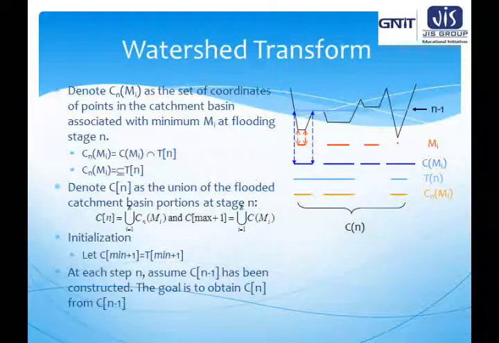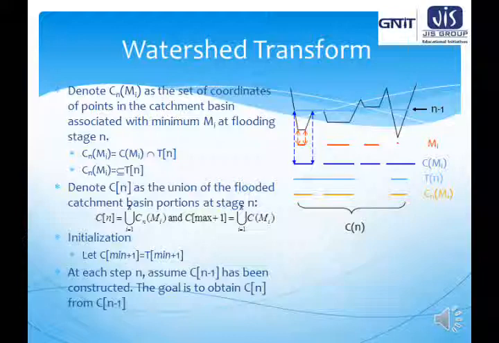Moving forward to the next. Now here, denote Cn(Mi) as the set of coordinates of points in the catchment basin associated with minimum Mi at flooding stage n. So here Cn(Mi) equals C(Mi) intersection T[n]. Cn(Mi) is a subset of T[n], and denote C[n] as the union of the flooded catchment basin portions at stage n. C[n] equals the union for i equals 1 to R of Cn(Mi), and C[max+1] equals the union for i equals 1 to R of C(Mi).